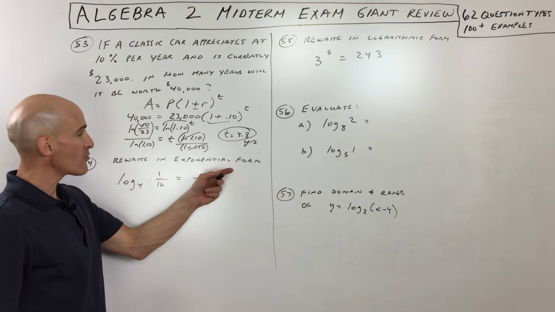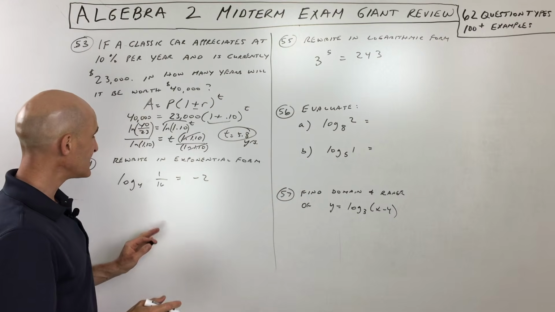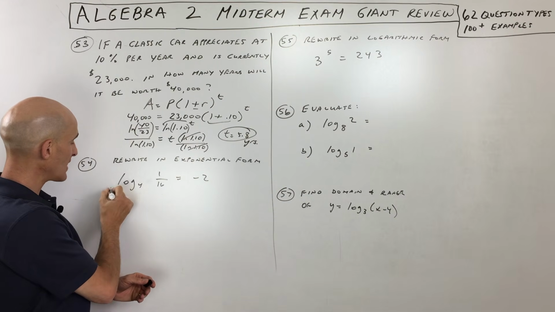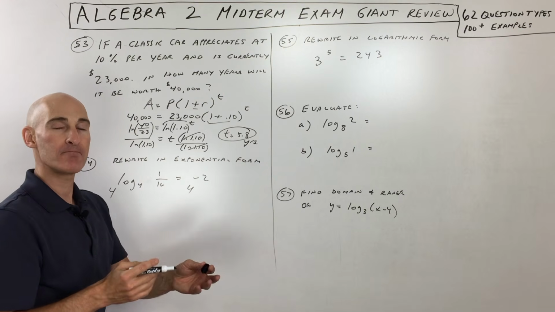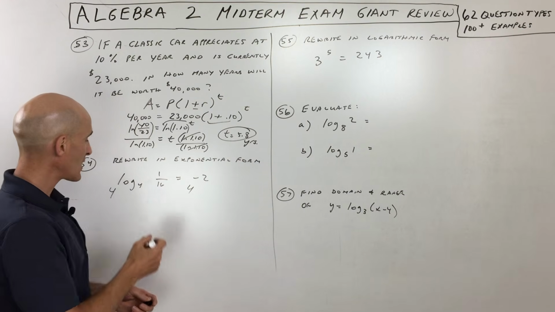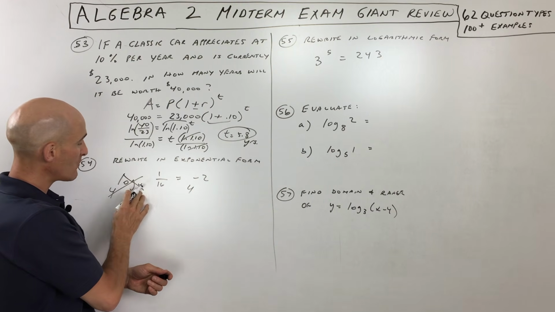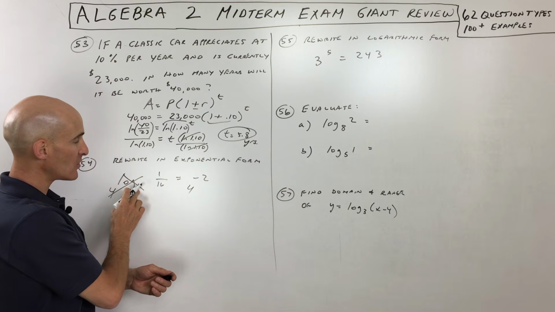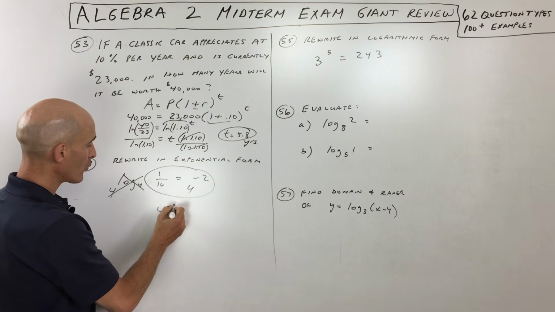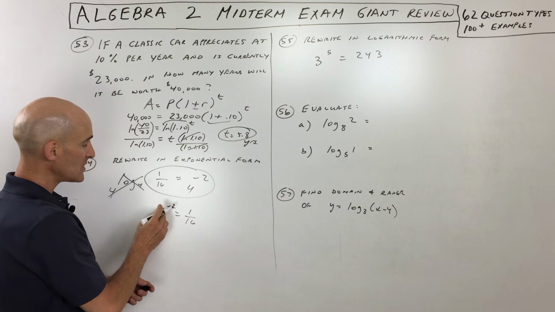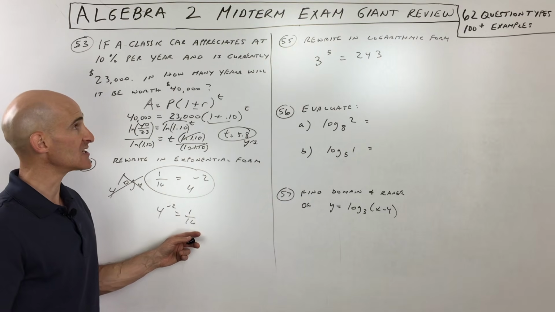Number 54, it says rewrite in exponential form. This is the logarithmic form, and the key here, in my opinion, an easy way to do this is think about logs and exponential functions as inverses of one another. Just like squaring, square rooting, multiplying, dividing, adding, subtracting. So I'm going to exponentiate both sides using base 4. This is log base 4, so I'm going to exponentiate with base 4. Now what we have is an exponential form. So we've got 4 to the negative 2 equals 1/16, which we know is true because 4 squared is 16, and the negative, we just take the reciprocal to get 1 over 16.